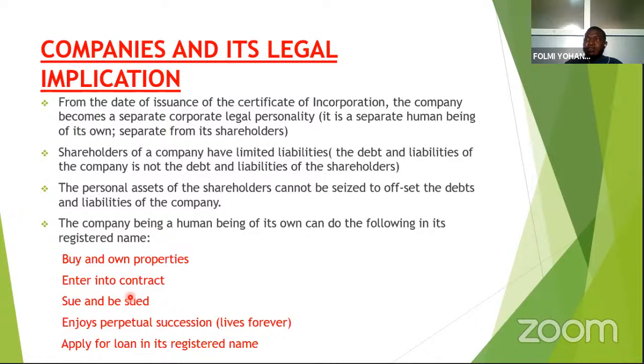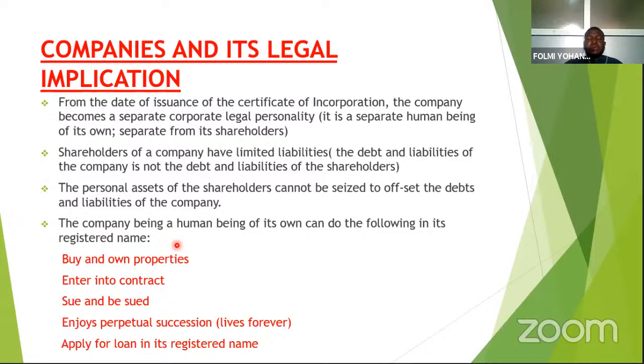So, because as you register a company it is an artificial person, the company can do a number of things that a human being can do. That is why here we have the company being a human being of its own, able to do the following in its registered name. So registering a company has a lot of advantage. It offers a lot of advantage to you, because you can buy and own properties in the name of the company. Mr. Johnson can own and buy properties in the name of Johnson and Johnson Nigeria Limited. That is why sometimes you will see some certificates of occupancy, rather than carrying an individual name, carrying names of companies. Then you can enter into contract in the name of the company. The company can sue and be sued, and it enjoys perpetual succession.